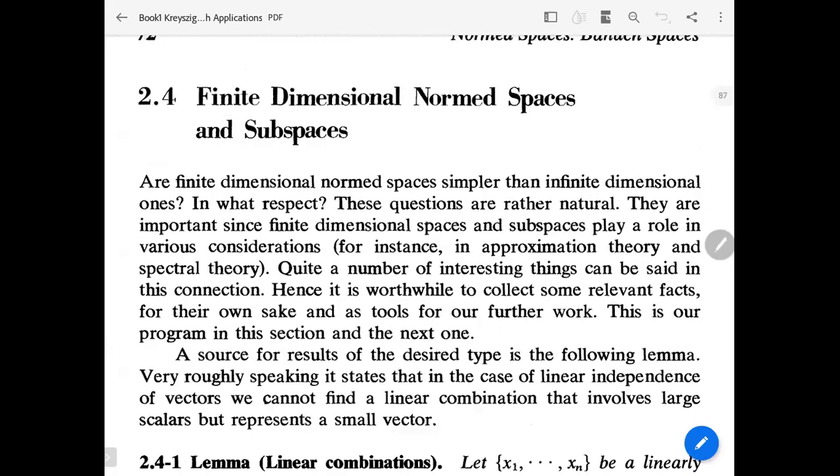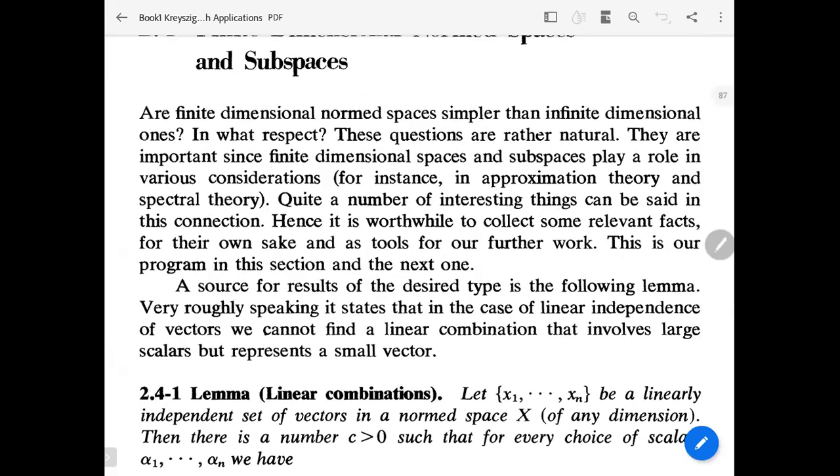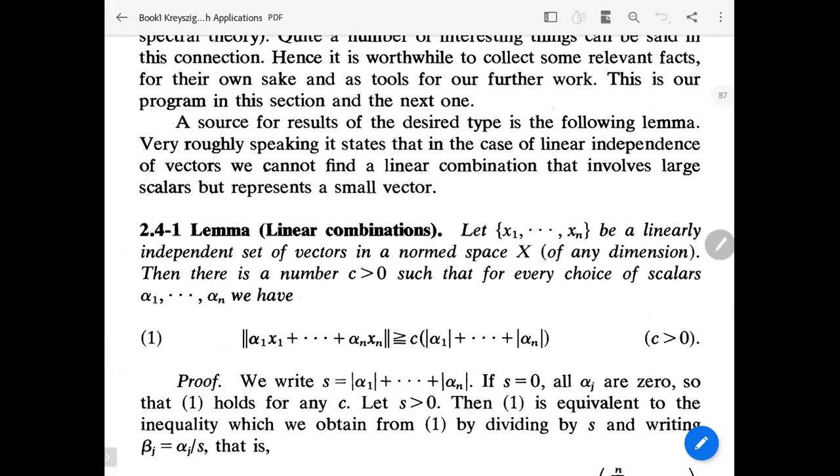So this is section 2.4, finite dimensional norm spaces and subspaces. 2.4.1 lemma is the linear combination lemma. It's a very important lemma. This lemma is used in many results on finite dimensional norm spaces.